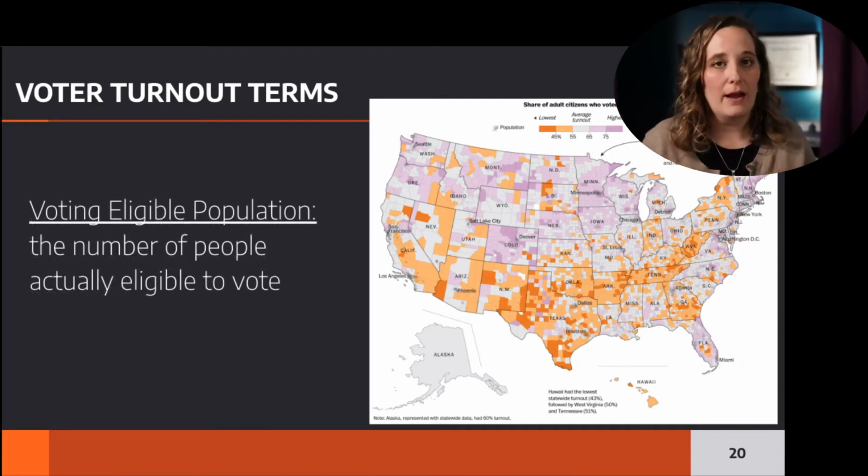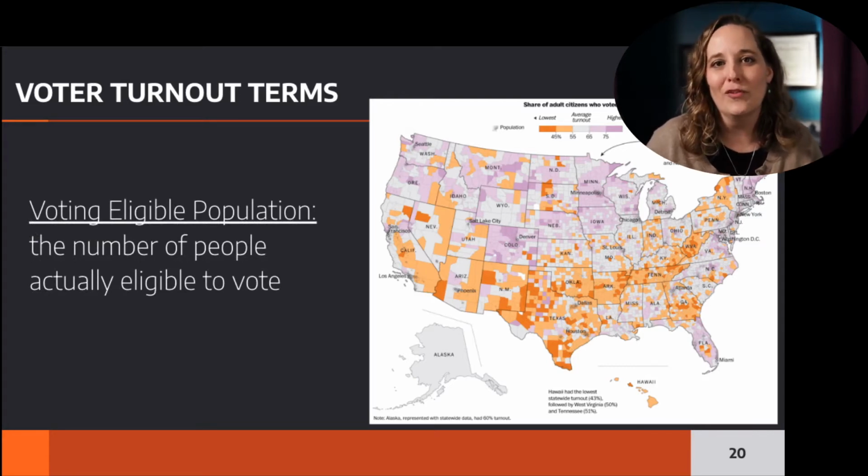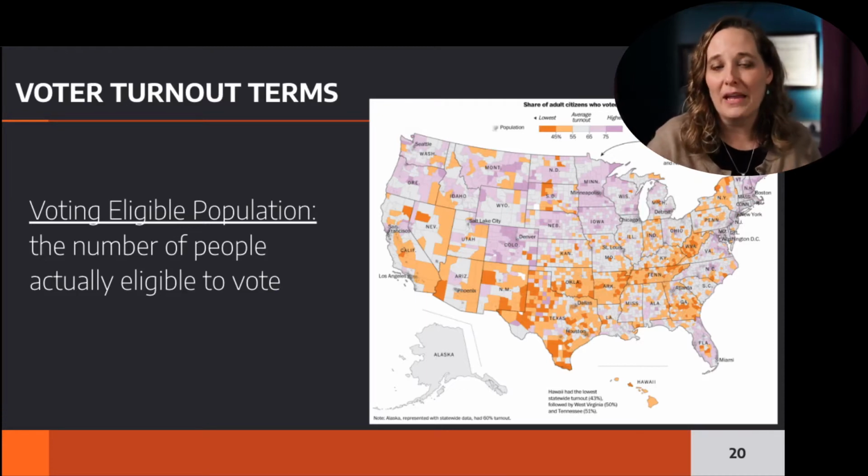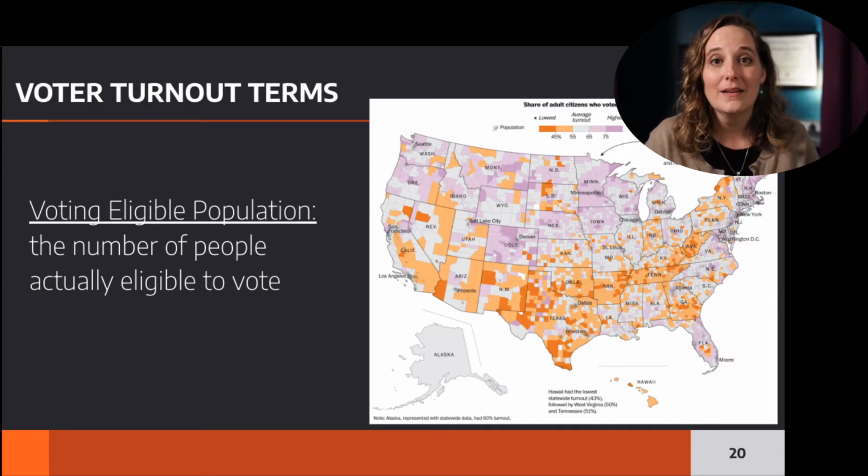That is different, however, from the voting eligible population. This is the number of people who are actually eligible to vote. Even though you're 18, you may not be eligible to vote. If you are not a citizen of the United States, or if you are convicted of a felony in some states, or in some states even a misdemeanor, if you are then currently in jail during an election, you are not able to vote.